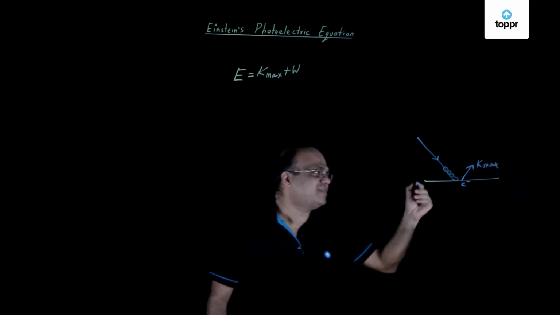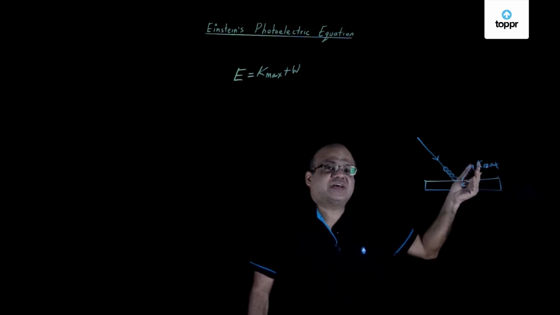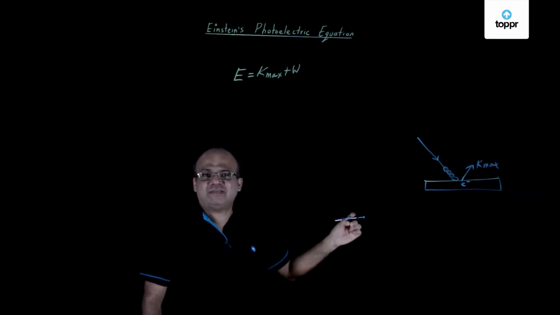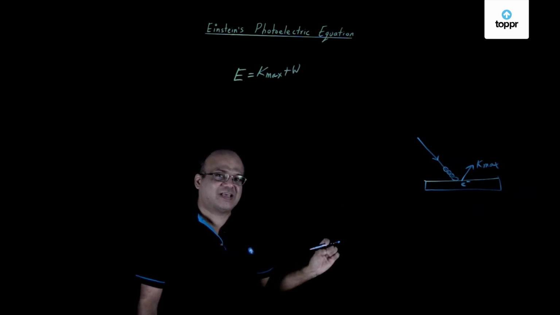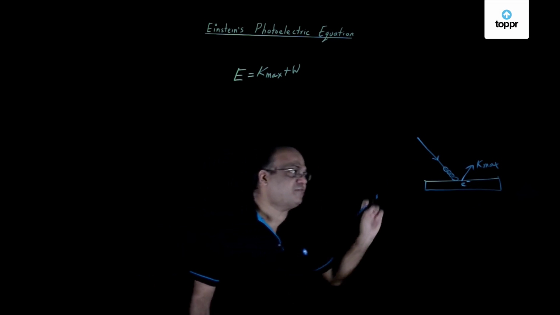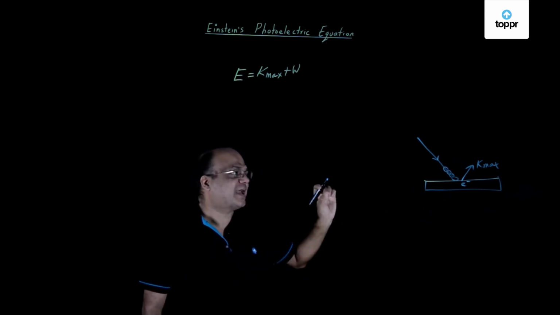Now if the electron is inside the metal, then it will take some more energy to come to the surface. So the energy of the electron can be anything from 0 to K max. Remember, in the photoelectric effect, the energy of a photoelectron varies from 0 to K max.